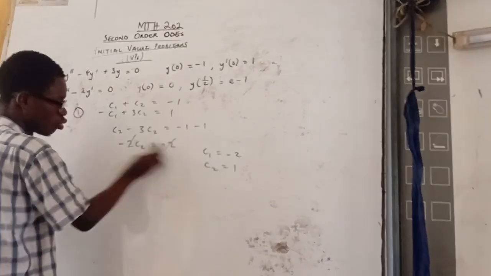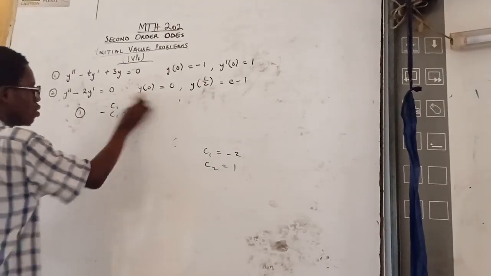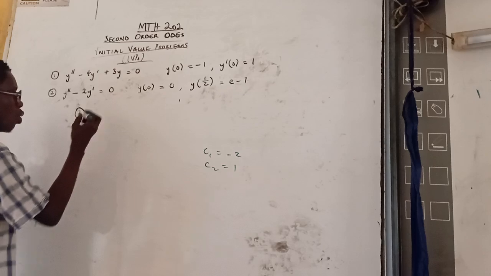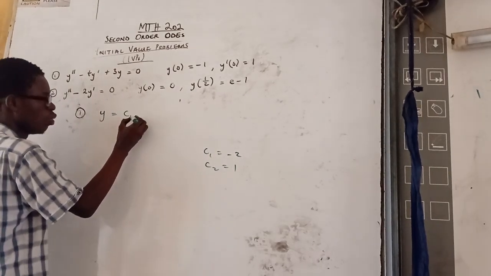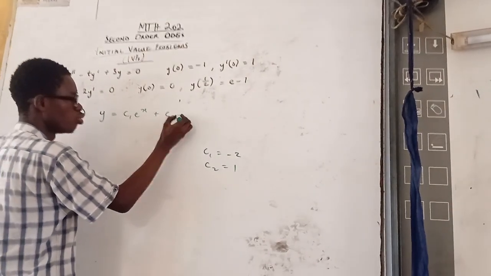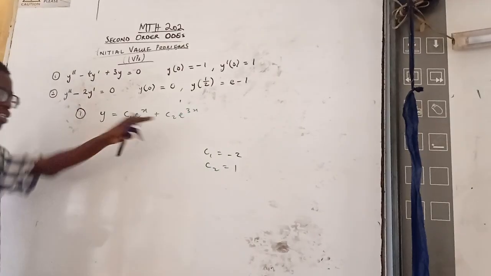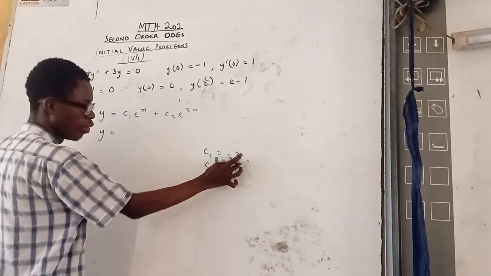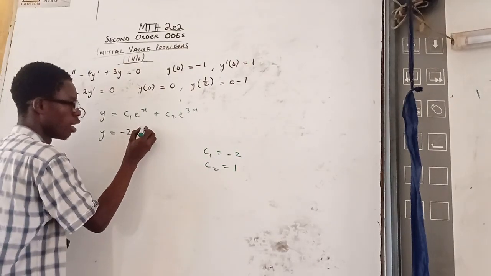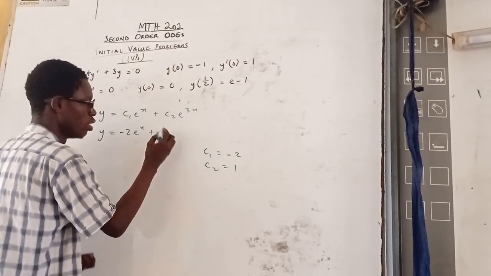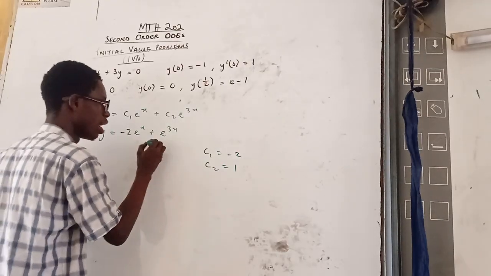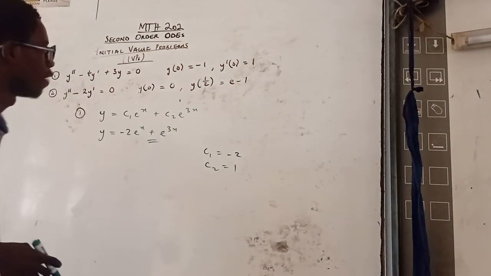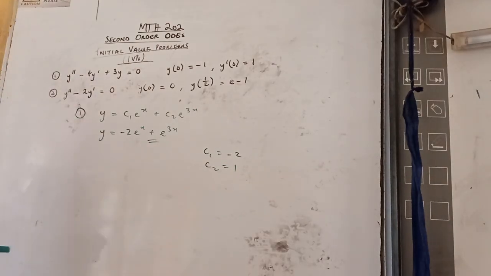So we are going to go back to our initial solution. The initial solution for this one was y equals c1 e raised power x plus c2 e raised power 3x. So we write it as y equals, what's our c1 now? c1 is minus 2 e raised power x plus, what is c2? c2 is 1, so I write it as e raised power 3x. And this is the final solution for the ODE using these initial values. So that's how to solve initial value problems.